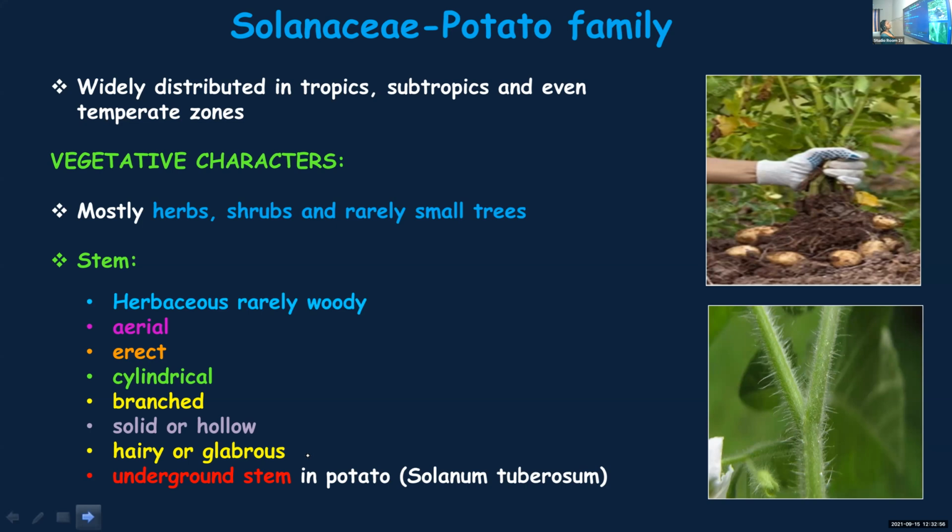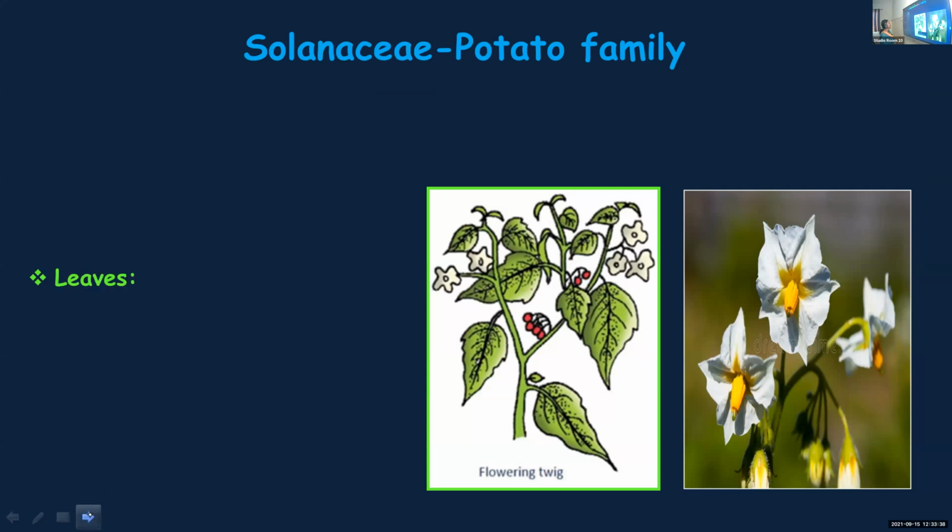So once again, you can find them in different habitats, different regions, different climatic conditions, tropics, subtropics, temperate zone, everywhere. In the vegetative characters, the majority of them are shrubs and herbs, but a few trees are also included under this family. Stem is herbaceous, rarely woody. Then aerial, except in the case of potato, others have an aerial stem above the soil, erect, cylindrical, branched, and either solid or hollow. It's hairy or glabrous, and the stem is underground in the case of potato.